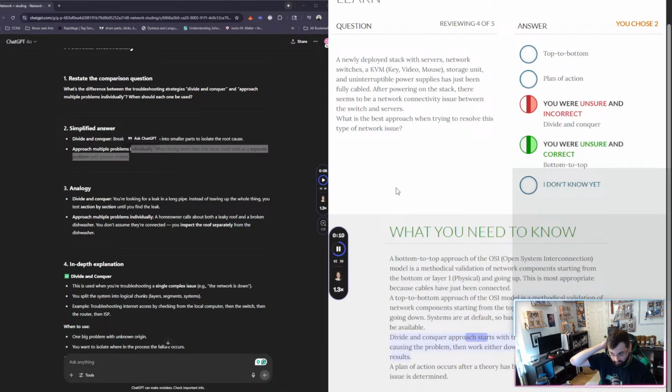Divide and conquer approach starts with the layer most likely to be causing the problem, then work either down or up depending on the test results. A plan of action occurs after a theory has been tested and a cause of the issue is determined. Okay, that makes sense. That makes sense. Let's continue.